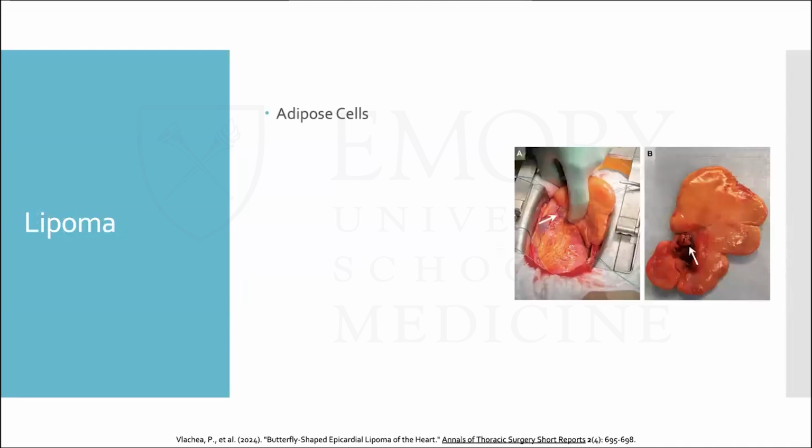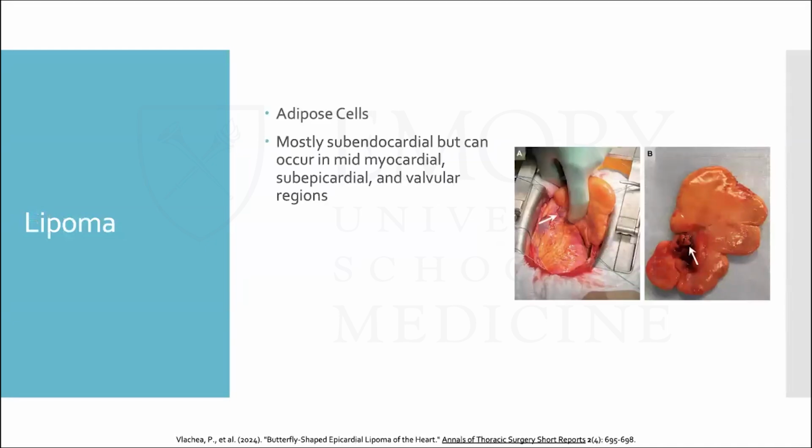Lipomas are another benign tumor. Like fibromas, they are more rare than the papillary fibroelastoma and the myxoma that I mentioned. And they're comprised of mostly adipose cells. They occur mostly in the subendocardial areas of the ventricular walls, but they could also occur in the mid-myocardium and the subepicardial walls. And they could also occur in valvular regions.